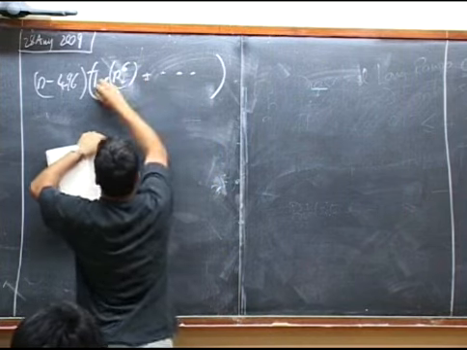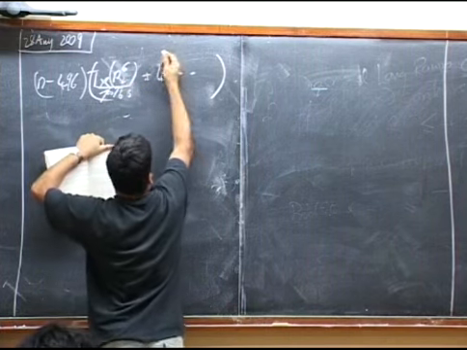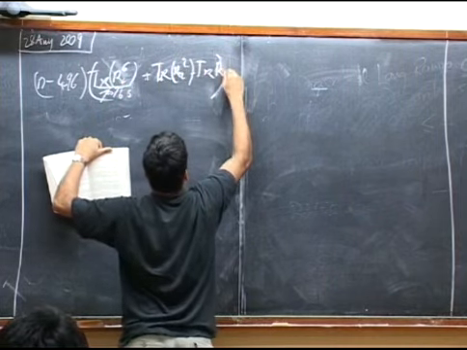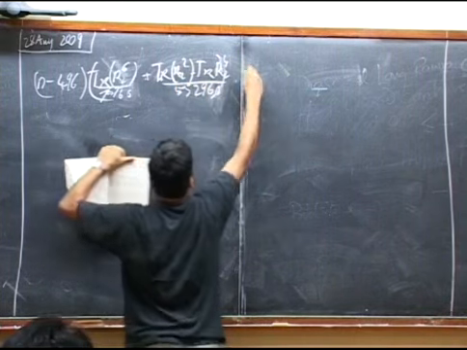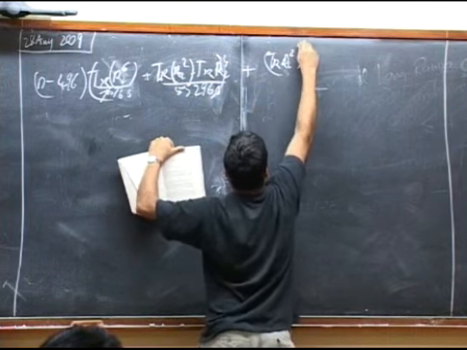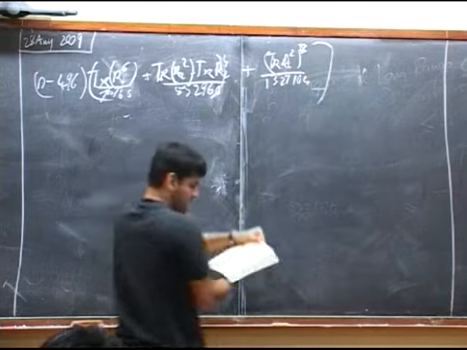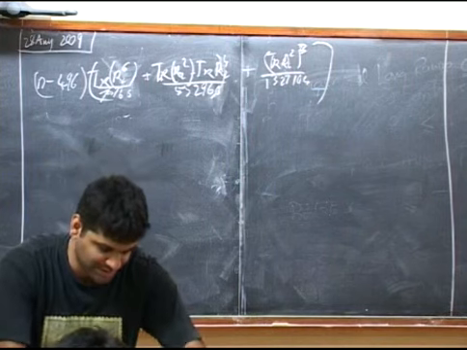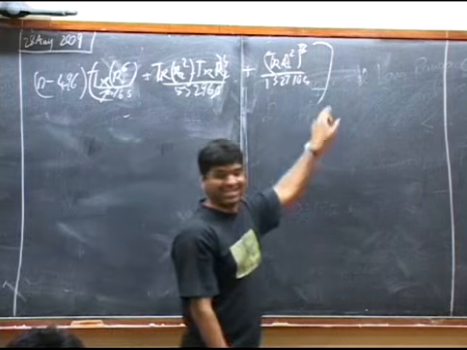Plus trace R^2 to the 6 over 7,560, plus trace R^2 squared trace R^2 to the fourth divided by 552,960, plus trace R^2 squared cubed over 1,327,104. And if you look at your notes or equation 2.11 in Polchinski, you'll see the same denominators in I_8. So all of these numbers come from I_8.